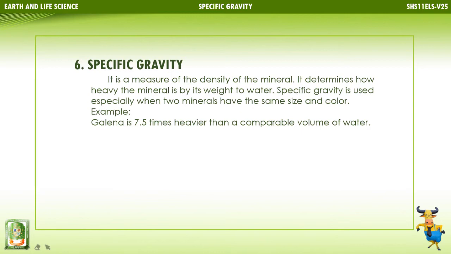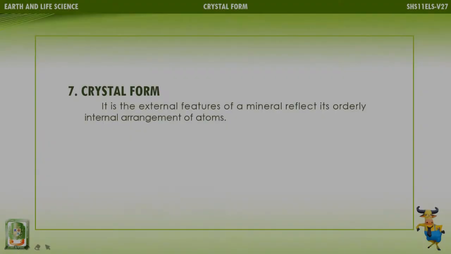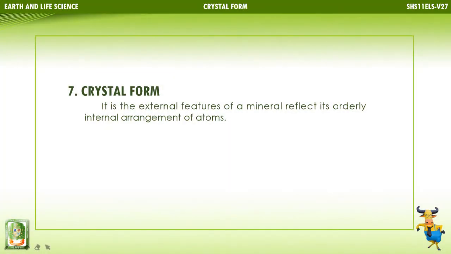6. Specific gravity. It is a measure of the density of the mineral. It determines how heavy the mineral is by its weight relative to water. Specific gravity is used especially when two minerals have the same size and color. Example: Galena is 7.5 times heavier than a comparable volume of water. 7. Crystal form. The external features of a mineral reflect its orderly internal arrangement of atoms.